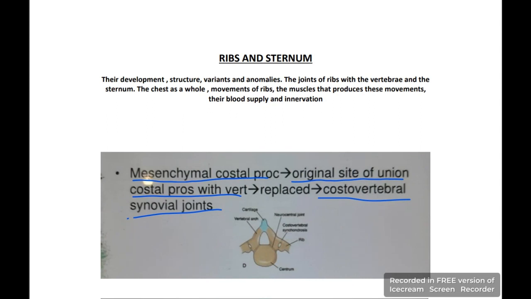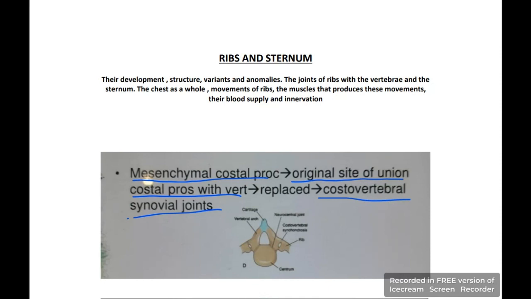Now, to study this in detail, you need to go through the embryology and development. Then only you will get the meaning of this. But in short, in viva, you need to say that it's a mesenchymal origin. Then it has a union with the vertebrae through the costal process, and later it is replaced by the costovertebral synovial joint.